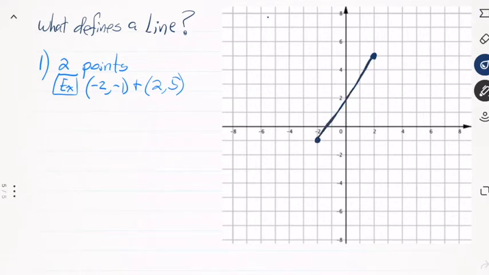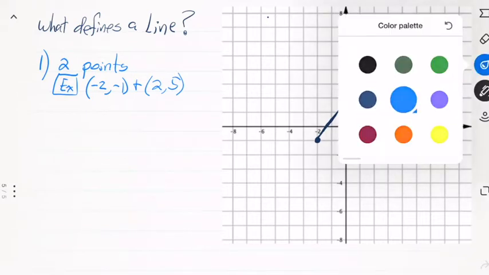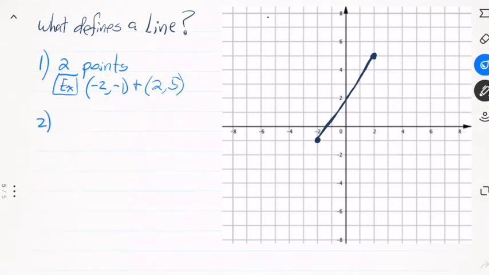I understand that most people are like, well, it continues on in the same pattern on both ends. But we really have to discuss what that pattern is. So the other way of defining a line is 1 point and this thing that's called slope. So let's talk about slope for a second.